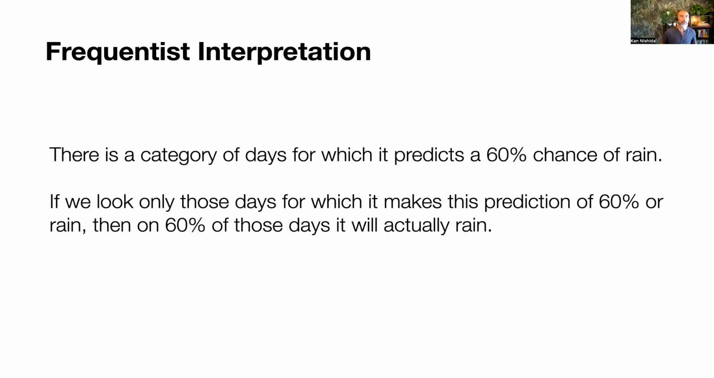The way to understand this is that you need to twist things. There is a category of days for which the forecast predicts a 60% chance of rain. Sorry, it should be 40%, but let's switch to 60% because the slide says 60% now. Let's assume we have such days. Over 365 days, I'm sure the forecast station says 60% on many days through the year, maybe 30 or 40 days. If we look only at those days that the forecast predicted 60%, out of the whole year, then on 60% of those days it will actually rain. That's the frequentist way of understanding.